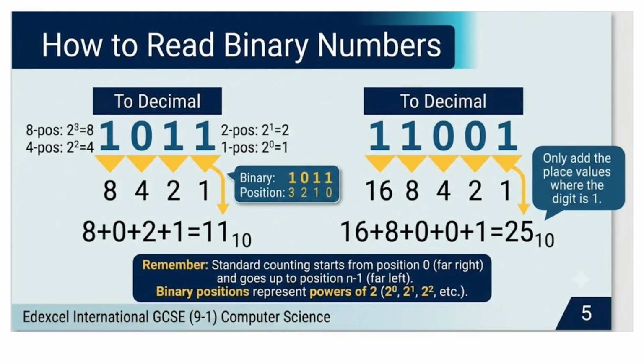One important thing to remember is that binary positions are counted from right to left. The rightmost digit is position 0, followed by positions 1, 2, 3, and so on. These positions represent the powers of 2, such as 2 to the power of 0, 2 to the power of 1, 2 to the power of 2, and 2 to the power of 3. Whenever you convert a binary number, simply identify the place values and add together only the ones where the binary digit is 1. This simple method works every time.